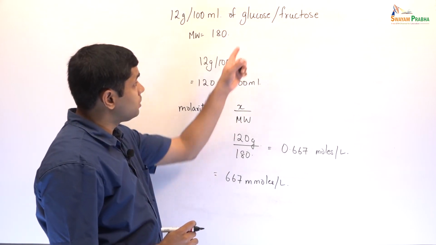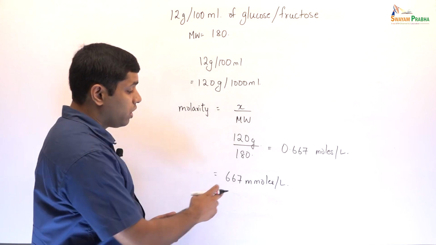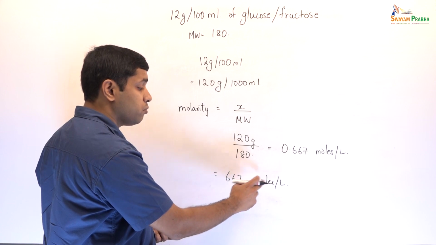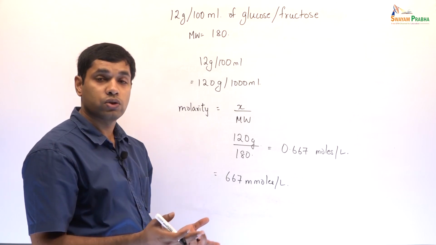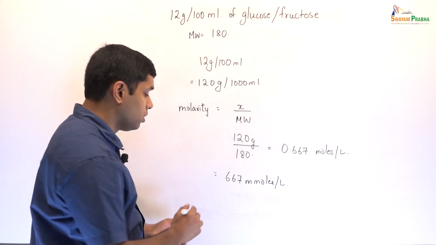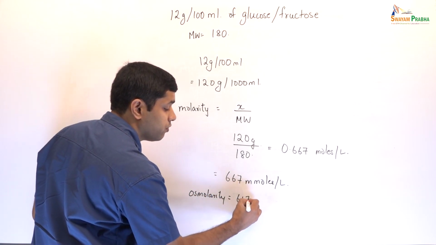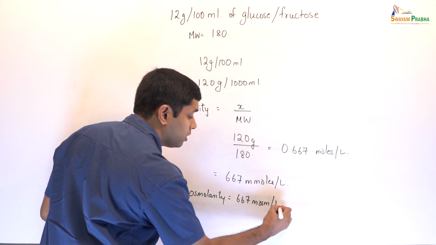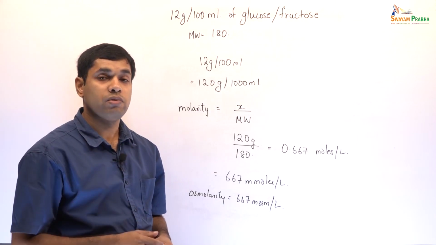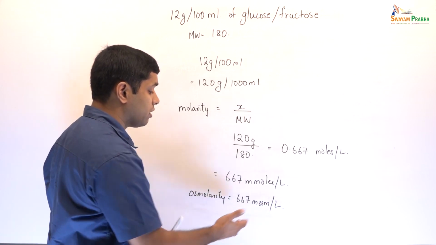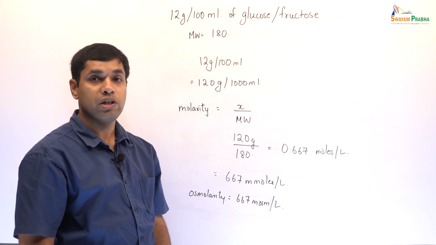Now, since this carbohydrate, either glucose or fructose, when put into water does not dissociate, 667 millimoles will cause 667 milliosmoles. So 1 mole will cause 1 osmole of osmotic pressure. So the osmolarity will be 667 milliosmoles per liter. So if you take 12 grams per 100 ml of glucose or 12 grams per 100 ml of sucrose, the resultant solution will be a hyperosmolar solution with an osmolarity of 667 milliosmoles per liter.